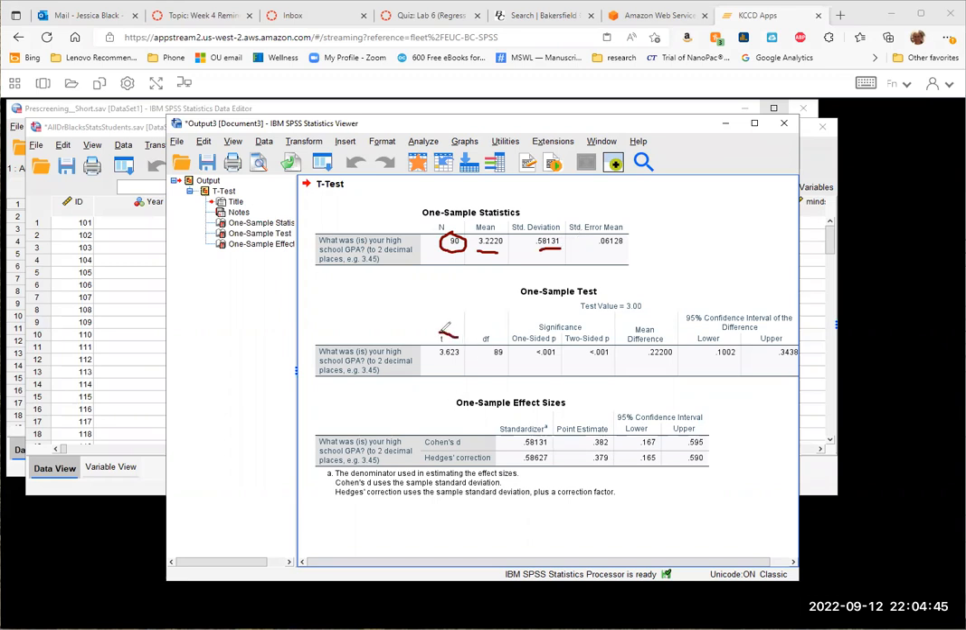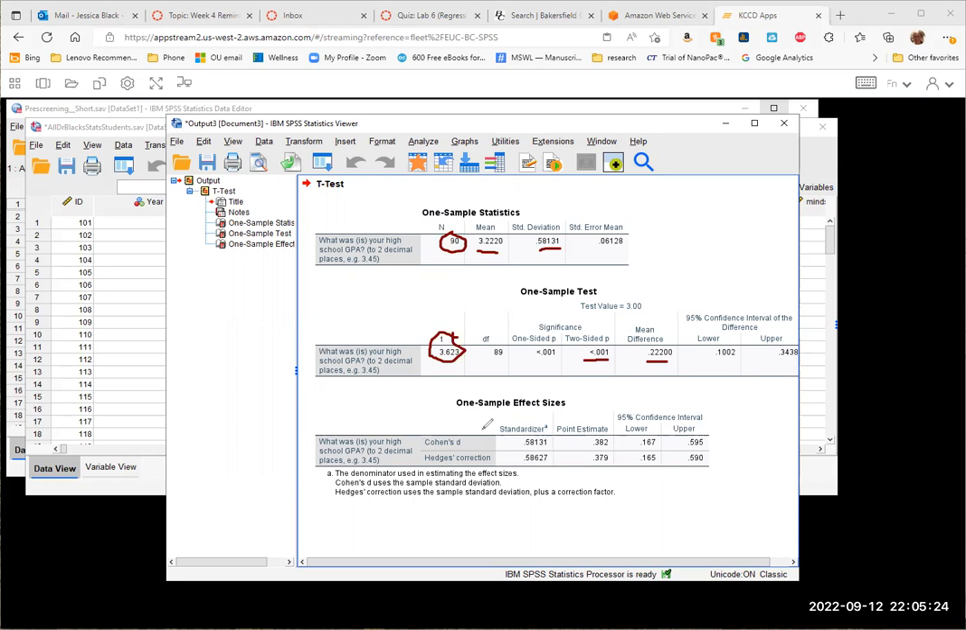It gives us a standard deviation here. It gives us our t-value, which is 3.62, and degrees of freedom. SPSS now gives you significance for a one-sided t-test and a two-sided, so p-values for both. Our test was two-sided, but in this case it doesn't matter. Either way, we get to reject the null hypothesis because p is less than 0.05. It gives us the mean difference, a 95% confidence interval around the difference, and some effect sizes, Cohen's d, which if we have not talked about, we will soon.